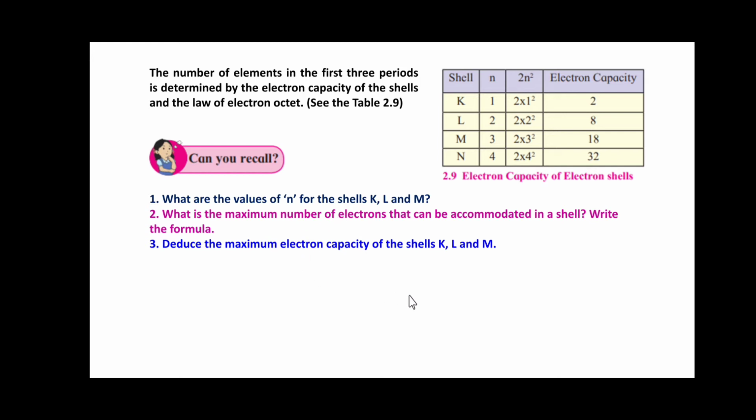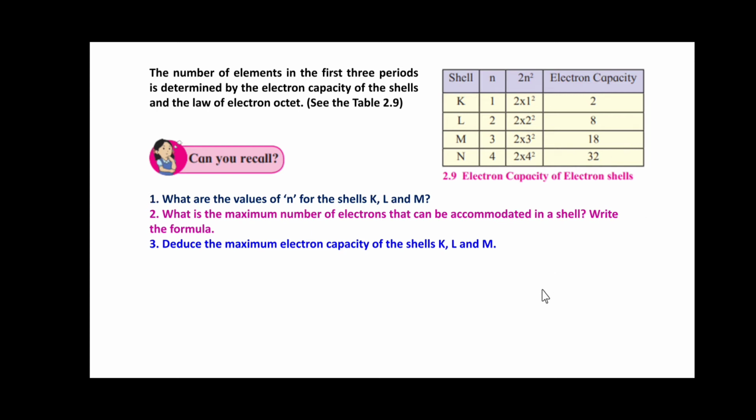Third question: deduce the maximum electron holding capacity of the cells K, L and M. Here it is already mentioned in the table. K has the electron capacity of 2: n is 1, 2n square, 2 into 1 square is 2. For the cell L, n is 2, 2 into 2 square; 2 twos are 4, 4 into 2 is 8. For M, n is 3, 2 into 3 square is 9, 9 into 2 is 18. So like that, these are the electron capacities for the different cells that we could see here.